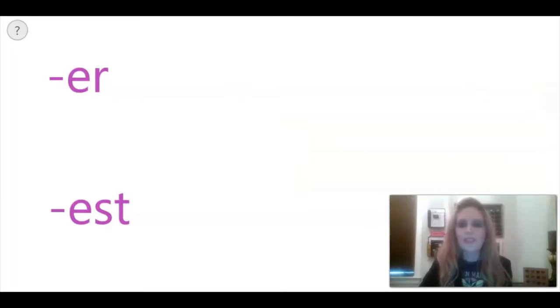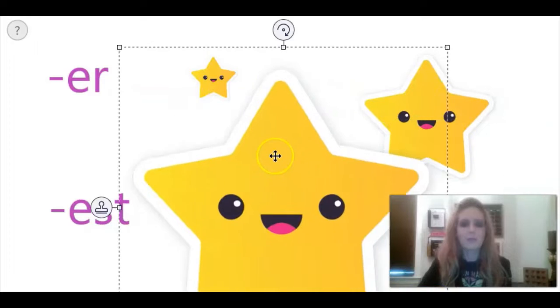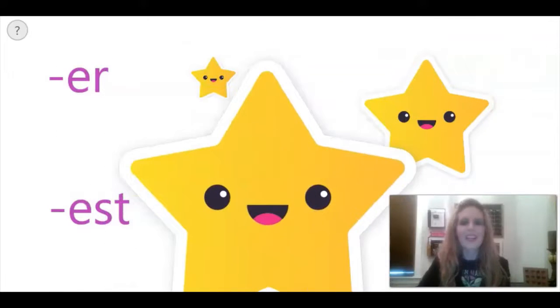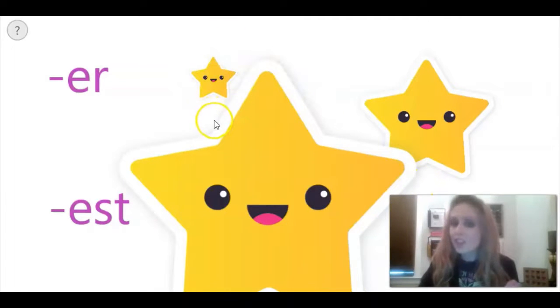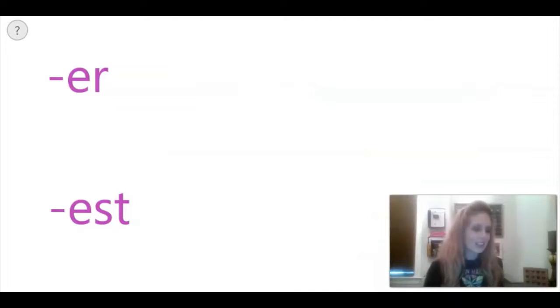Well, if I have three stars here, I would say this is the smallest star, right? Because I've got three stars I'm comparing. So this would become EST, because that would be my rule. Now, I could also say this is the largest star, right? I'm comparing these three stars, and this is the largest. Let's take a look in your book.